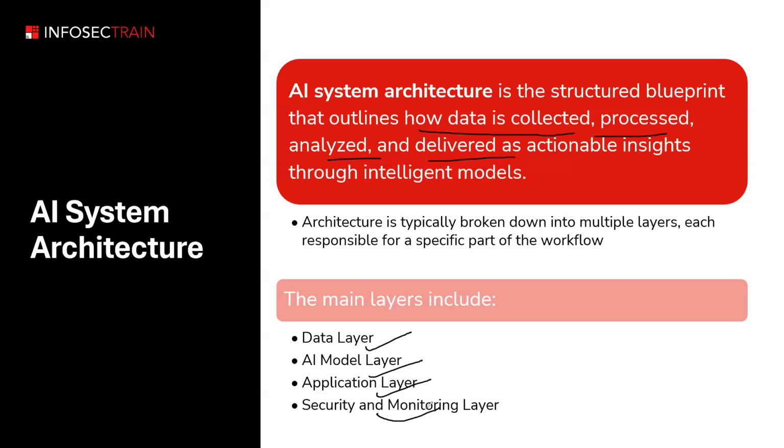But do you know there is one more layer missing? Data layer is there, AI model is there, application layer and security monitoring are there. What do you think, which layer is missing here? Governance. Governance is a continuous process that we do in all the phases. The presentation layer is part of the application layer only.